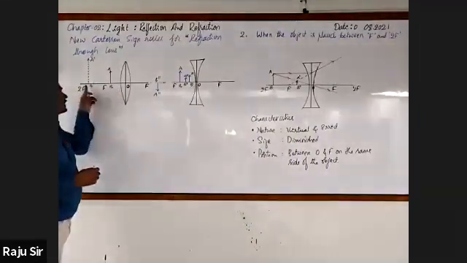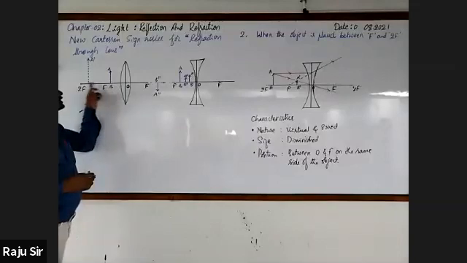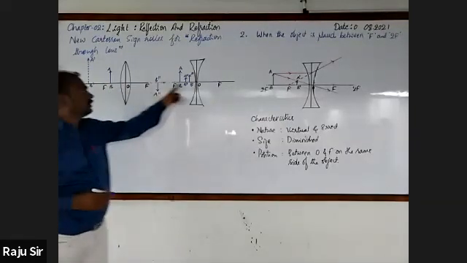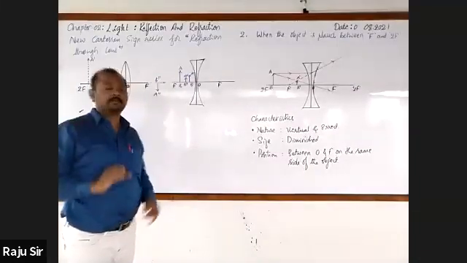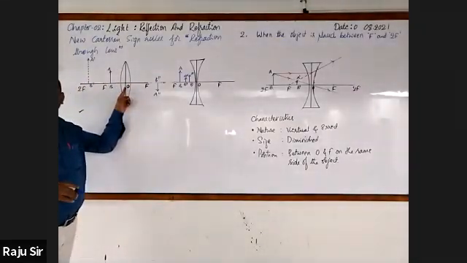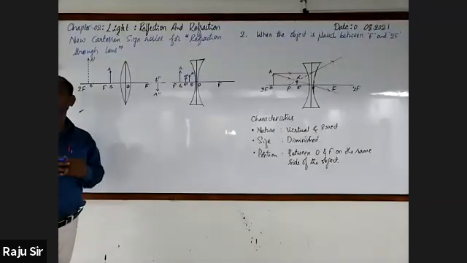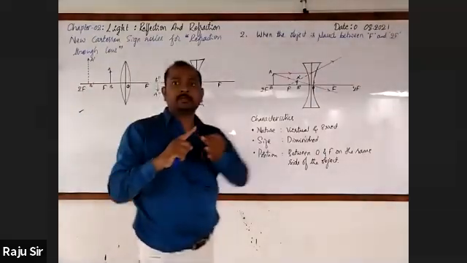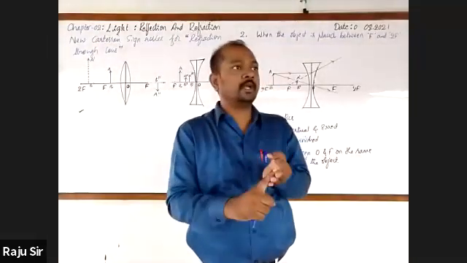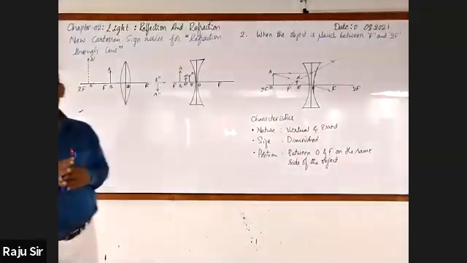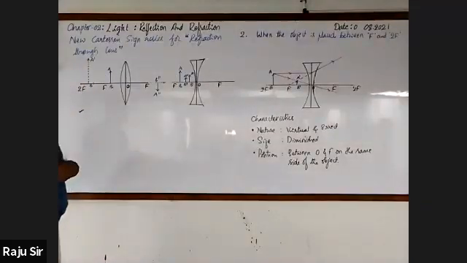Here, object distance or image distance? Not only that, focal length. All are measured from optical center. All the distances are measured from optical center. Whether it may be object distance, image distance, focal length, even a radius of curvature. So let us write that first.